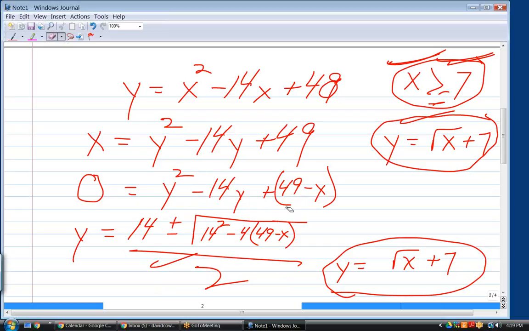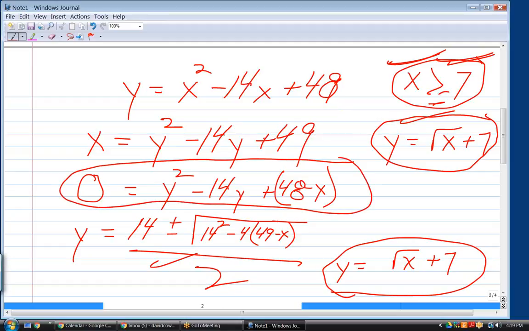In other words, this term right here has to be 48 minus x. And then you have to use the quadratic formula to solve that for y, treating x as a constant. The only reason we didn't have to really do this technique on this problem was because it factored into a perfect binomial square. In other words, it was x minus 7 times x minus 7. So we were able to take the square root of both sides to solve it.